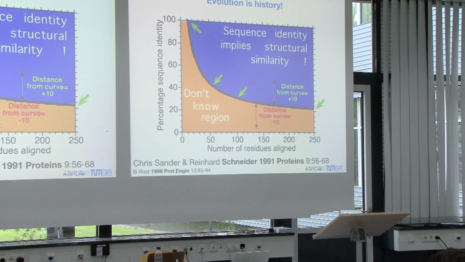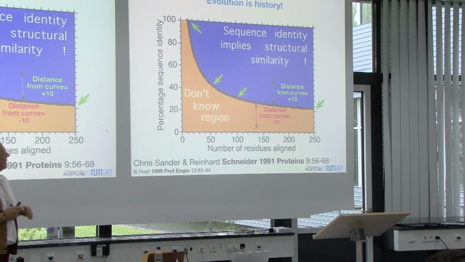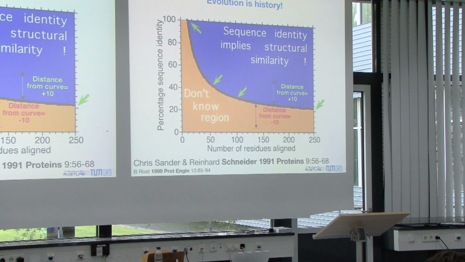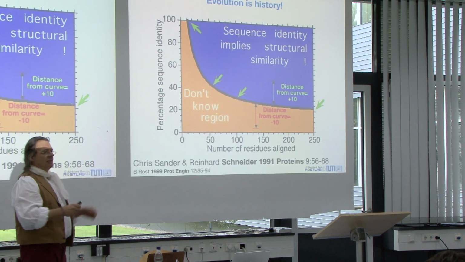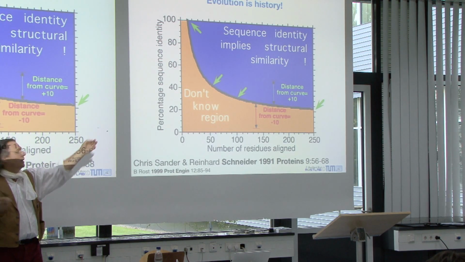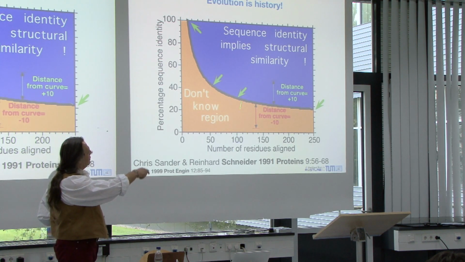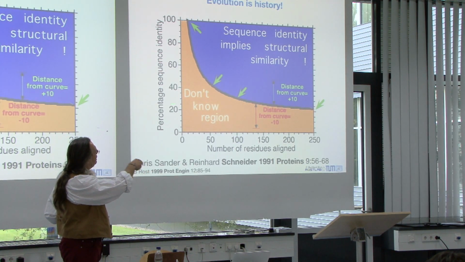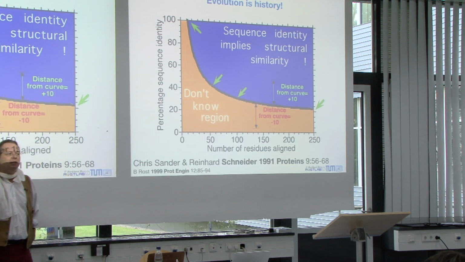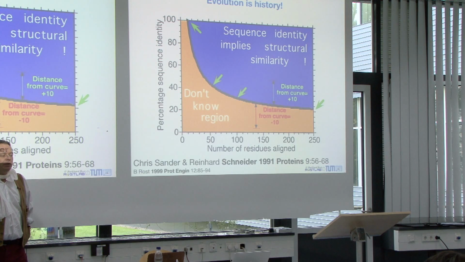Let's begin with this one here. So evolutionary information, the crucial picture comes from Chris Sander and Reinhard Schneider, who also was in the room yesterday. What you see here is number of residues aligned versus percentage sequence identity. Whenever 2 proteins naturally evolve, they essentially populate the blue area. For instance, if you have 100 residues aligned and more than 33 are identical, then if these 2 proteins evolve naturally, they essentially have the same structure. Okay? Now this is remarkable.